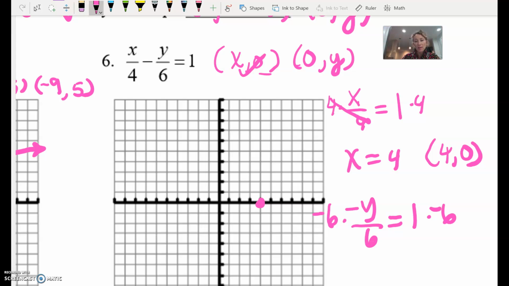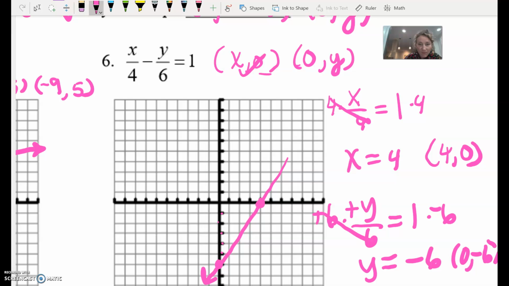I have a negative times a negative, which is a positive. Negative times a negative is a positive. Then the 6s cancel, so I get y equals -6, which is 0, -6. 1, 2, 3, 4, 5, 6. Graphing the line. Pretty cool. Very nice.